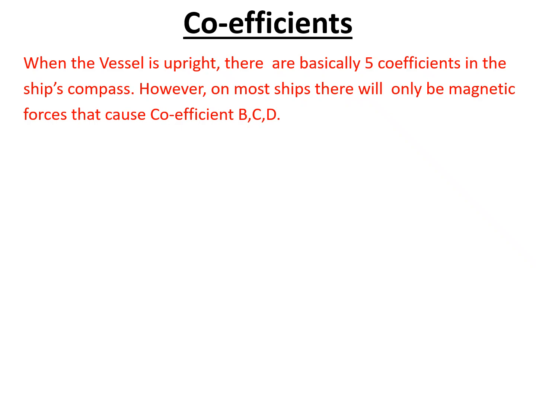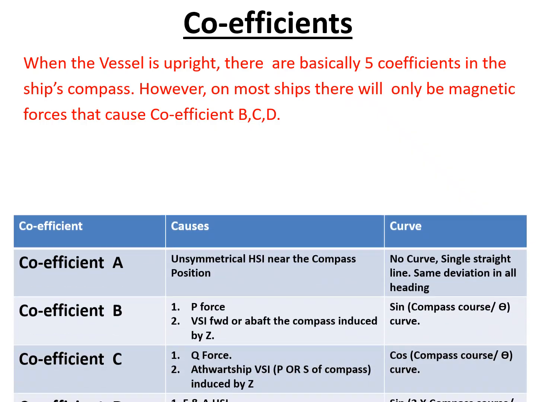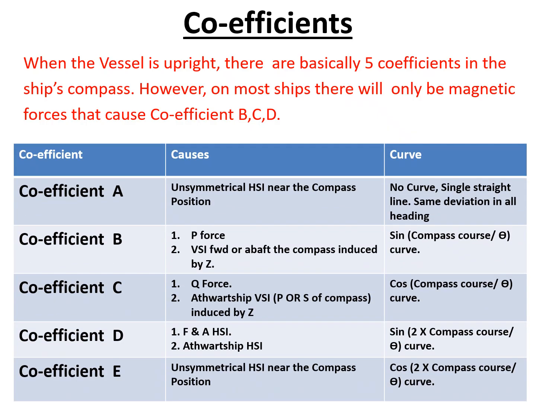However, on most ships, there will be only magnetic forces that cause coefficient B, C, and D. Right? This table will help us to understand the coefficients better. So coefficient A is due to the unsymmetrical HSI near the compass position, and coefficient A will not have any kind of curve. Right? We'll get a single straight line. We'll see that one later on. Don't worry, I'm just giving you a heads up.